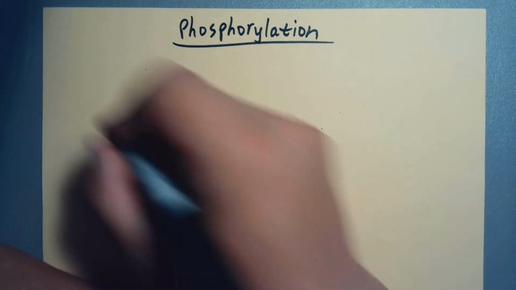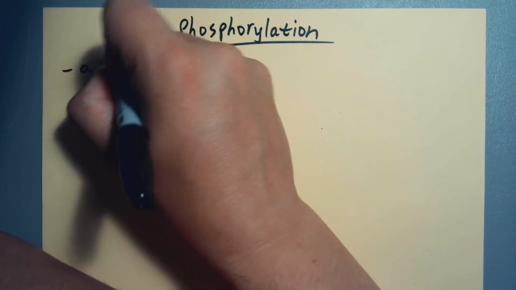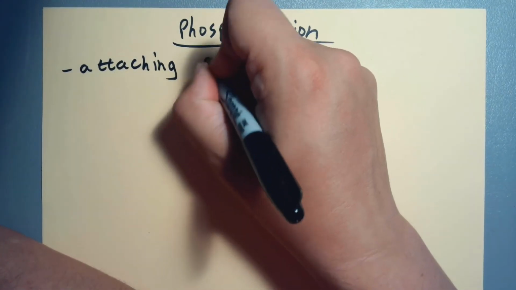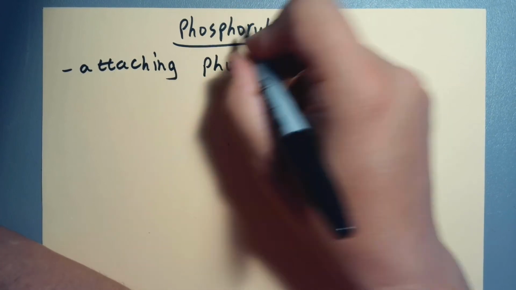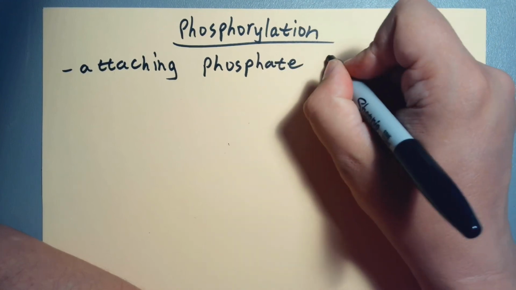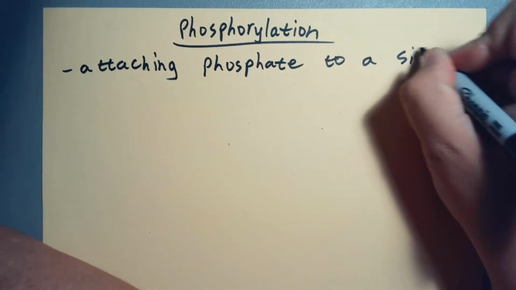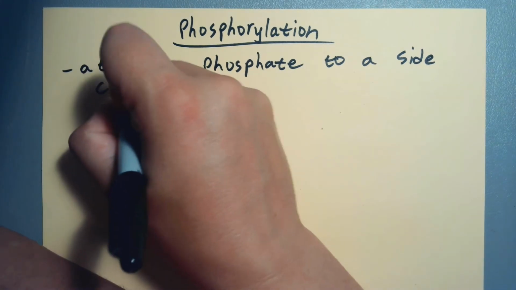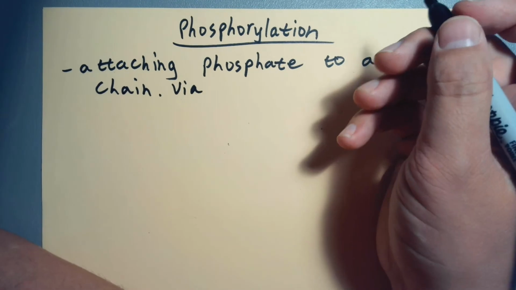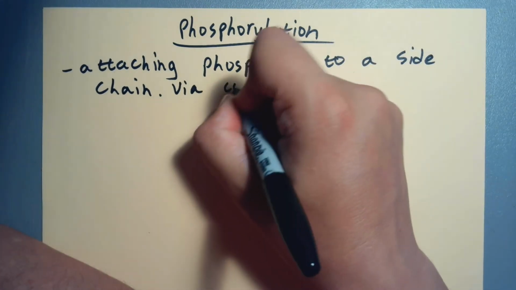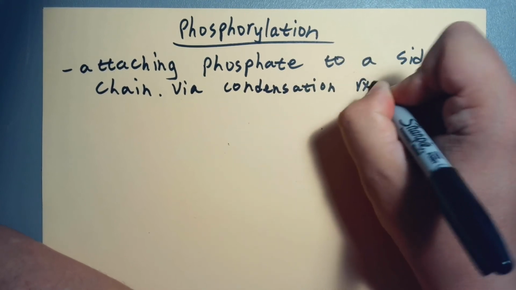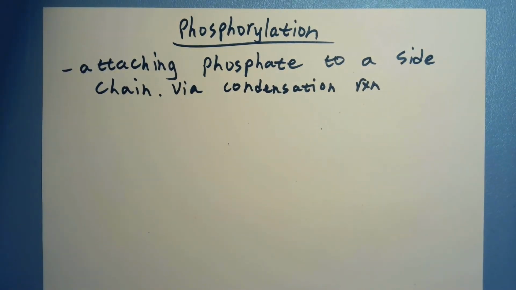And so phosphorylation just means attaching a phosphate, that's where the phos comes from, to a side chain. Via, guess what type of reaction? Condensation reaction. So if you don't have a side chain that can perform a condensation reaction, then you can't phosphorylate it, right?